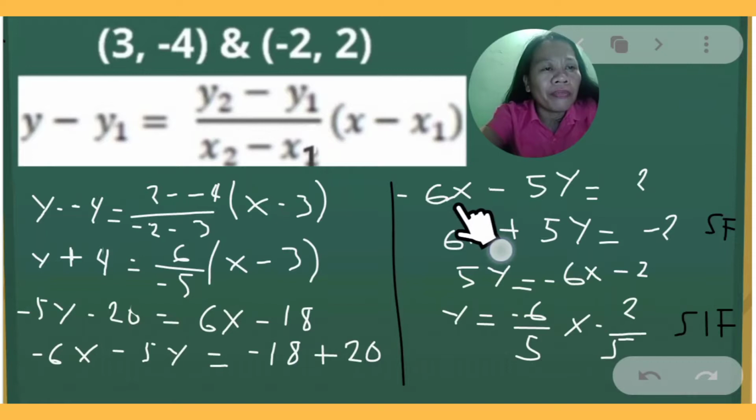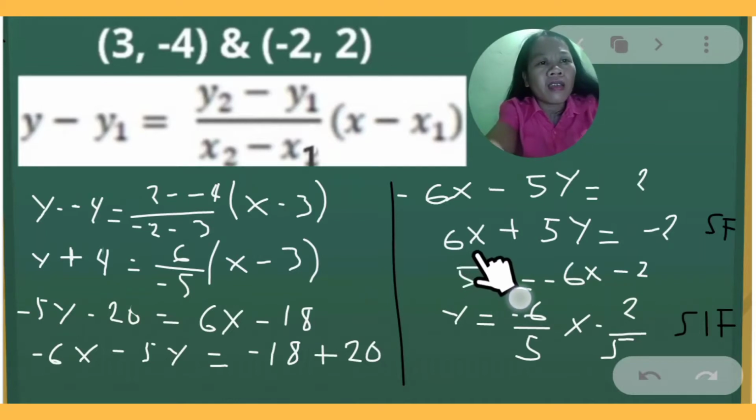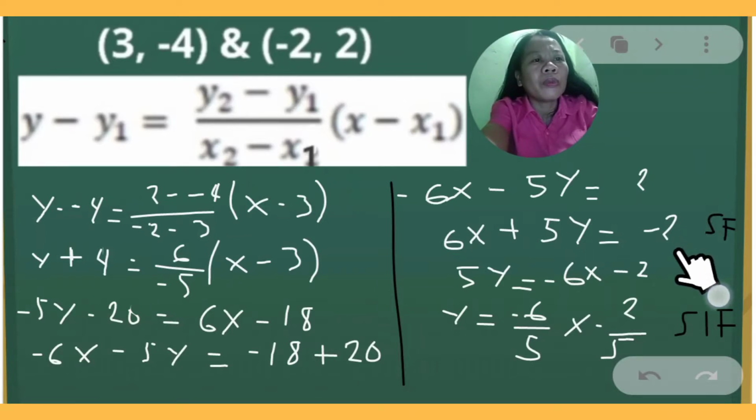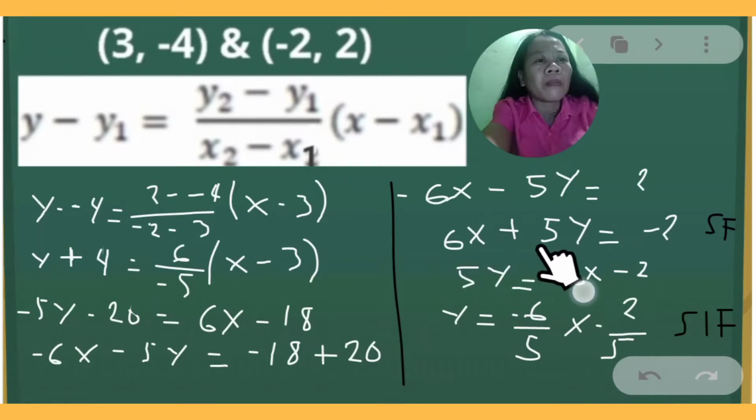for the standard form of the equation of the line, we should make the variable x positive for the beauty of math. So we are going to divide both sides of the equation by -1. So we have -6x divided by -1, that is positive 6x. -5y divided by -1, that is positive 5y. And then 2 divided by -1, that is -2. So this is our standard form of the equation of a line. 6x plus 5y equals -2.